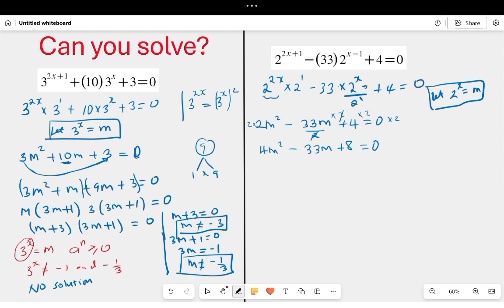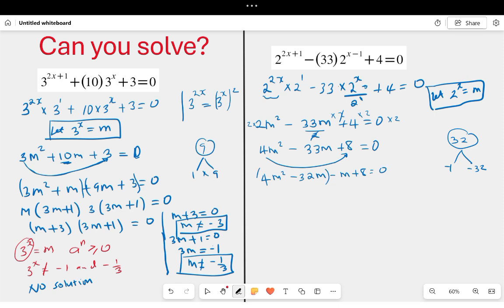Now, we are going to look for two numbers. When we multiply, we get 32, but when we add, we get negative 33. So the numbers are negative 1 and negative 32. Now, we are going to rewrite the equation again: 4m squared minus 32m minus m plus 8 is equal to 0.